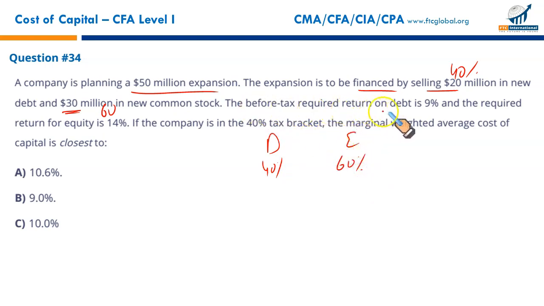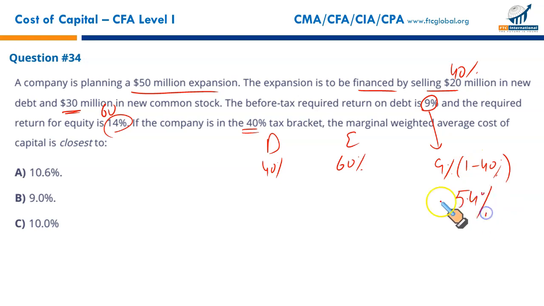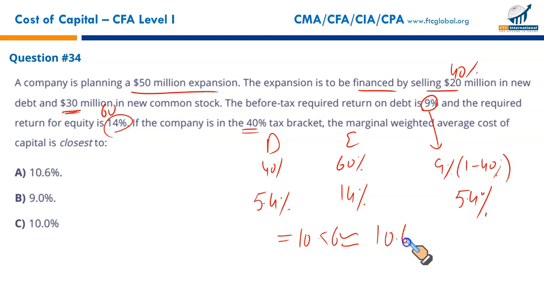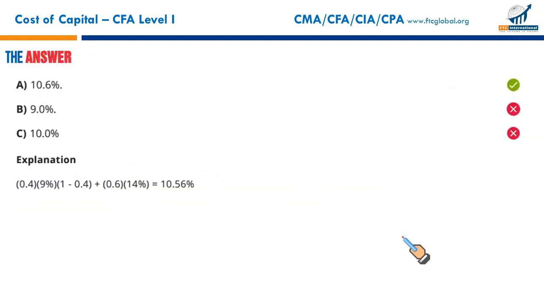The before tax required return on debt is 9% and the required return on equity is 14%. So this 9% must be converted into after tax basis, and we have been given tax as 40% tax bracket. 1 minus 40%. So that's 9 times 0.6, that is 5.4%. 5.4% is the after tax cost of debt. Equity will be taken as it is. There is no impact of taxes on the cost of equity. So next step is to calculate weighted average cost of capital. 0.4 times 5.4 plus 0.6 times 14 gives you 10.56, and 10.56 if rounded off gives you 10.6, and that gives you A as the correct option, and A it should be.